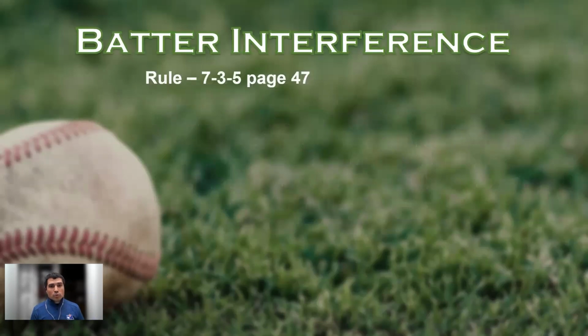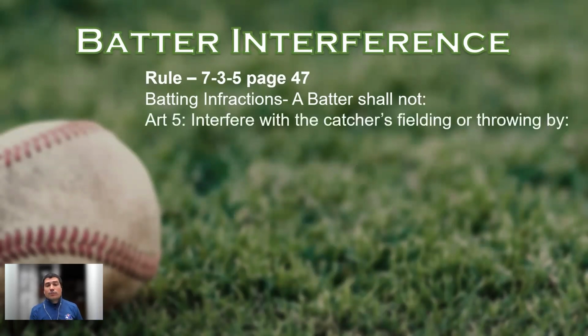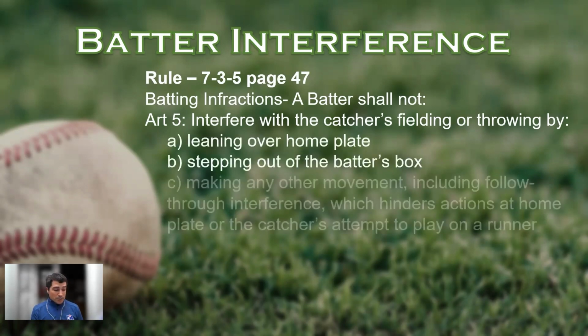Then let's go over to Rule 7, because that's where the second half of this rule picks up. Rule 7-35, page 47. And this is in a section titled Batting Infractions. If you look back a page under Section 3, that's where you get batting infractions. A batter shall not, Article 5, interfere with the catcher's fielding or throwing by, and it's got a handful of things. A, leaning over home plate. B, stepping out of the batter's box.